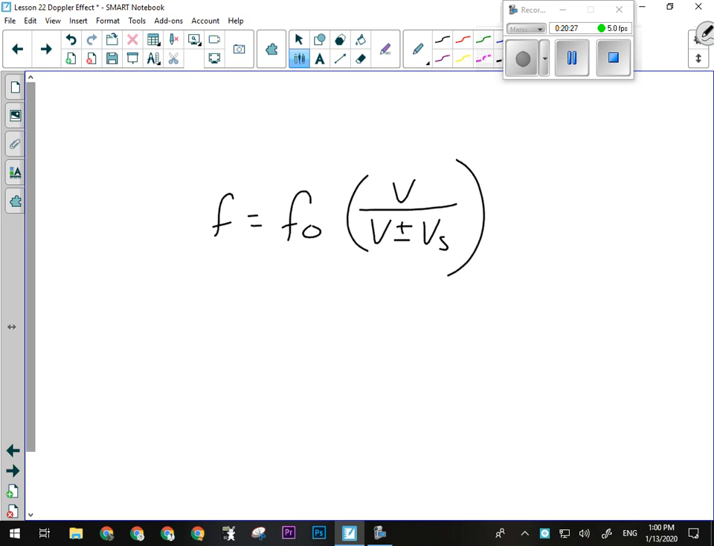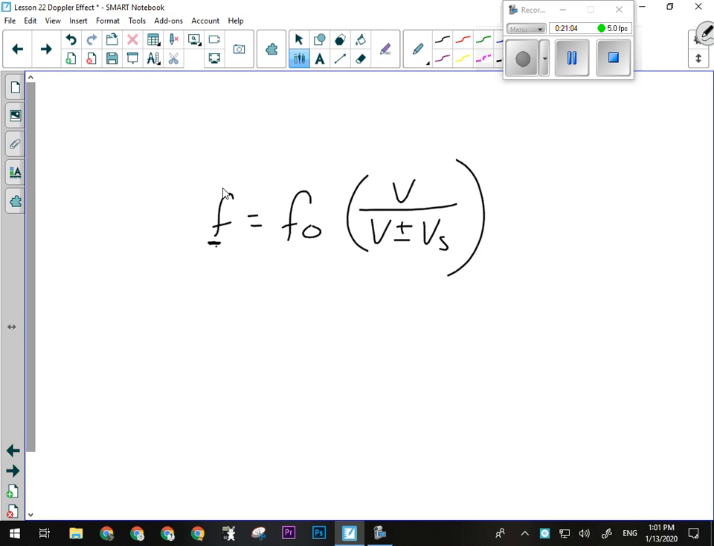Okay, so v is the speed of the waves, in this case, the speed of sound. vs is the speed of the source. So whatever it is that's making the waves, its speed is vs. This f here is the Doppler shifted frequency, or the frequency that is observed by the observer. fo is the original frequency, so it's the frequency that's actually being produced. f is the frequency that's being perceived. It's very important that you keep those straight.